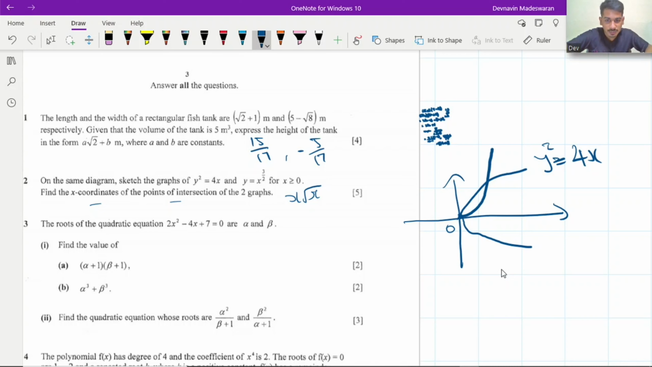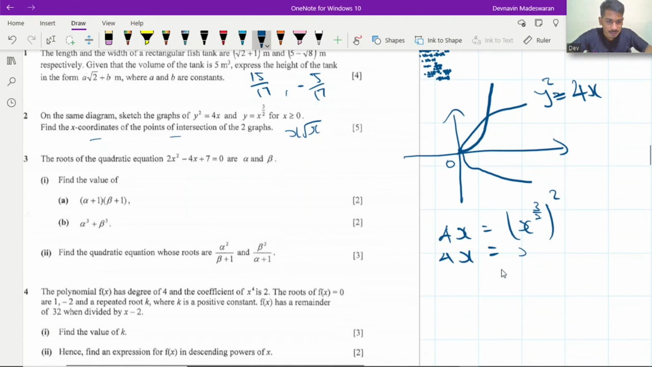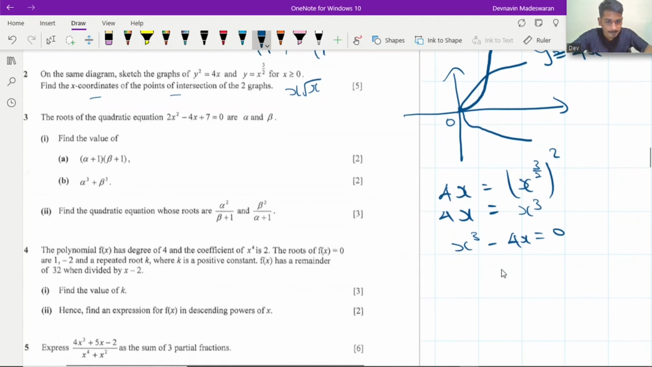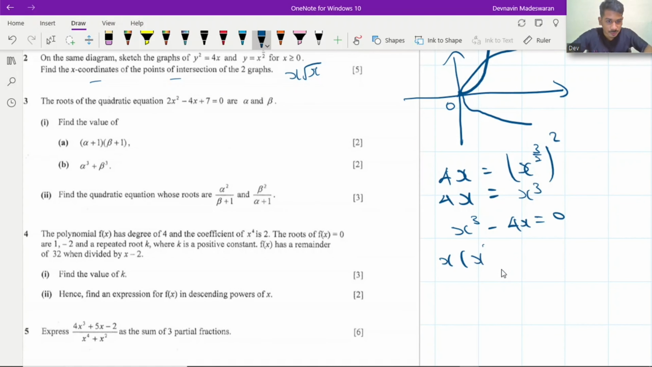Well, to find the x coordinate, we just have to equate them. 4x is equal to this y square, so it's going to be x to the power of 3 over 2, squared. So it's going to be 4x is equal to x to the power of 3. Okay, now move everything to one side. x cubed minus 4x is equal to 0. And then we have x times x square minus 4 equal to 0.